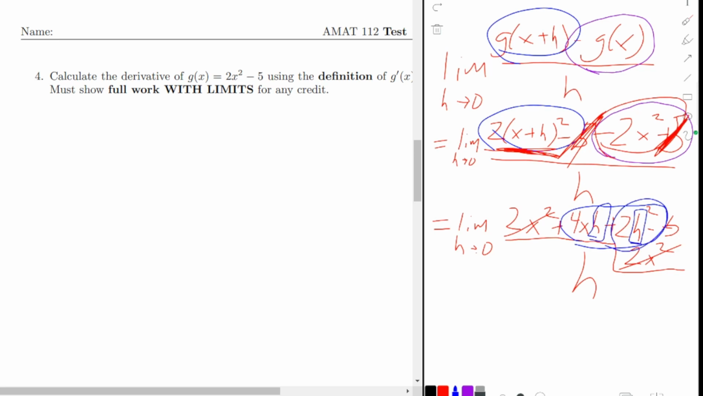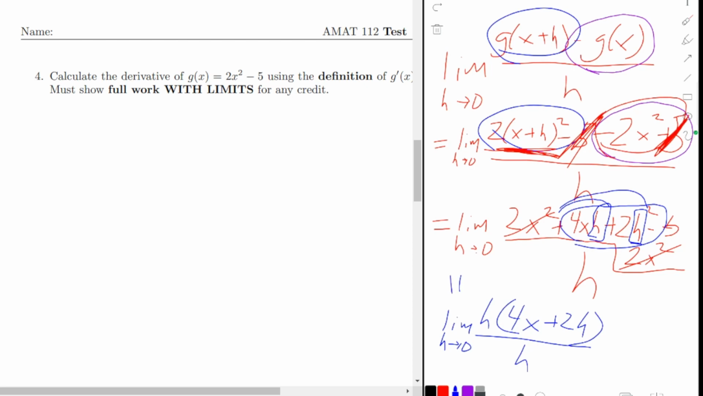2h squared, of course, has two factors of h. That's 2 times h times h. So I'm going to basically do the reverse of distributing. I'm going to pull that h out. Okay? And I'll just be left with 4x plus 2h. Okay, that's what this whole thing equals.